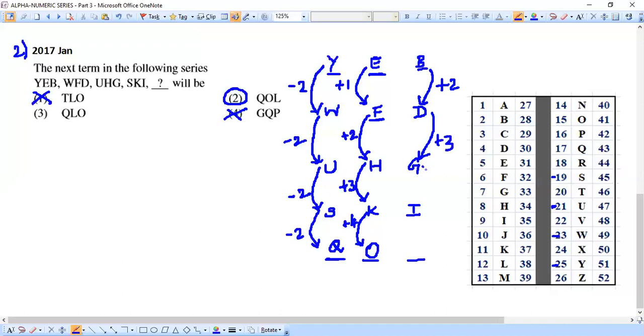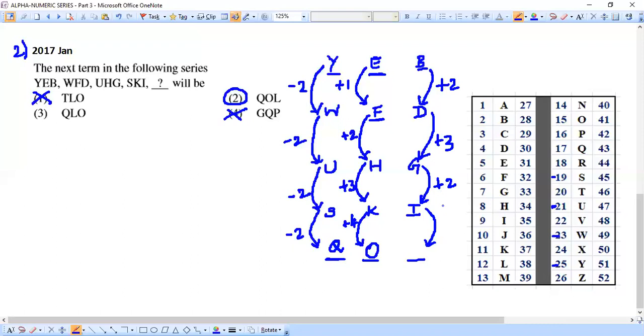Next, G to I they are moving. G is at the seventh position and I is at the ninth position. So 7 to 9 will be once again plus 2. I think here also we are able to form some pattern, right? See here we are getting plus 2, then plus 3, then again plus 2. So it seems that they are using the alternate pattern: plus 2, plus 3, again plus 2. So what should come next here?